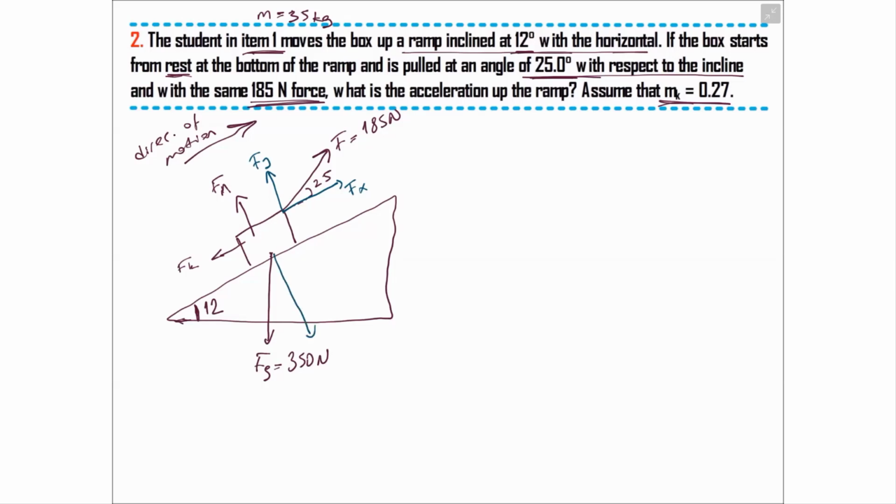Fg has components Fgy and Fgx, we can say. And the third step, we have to calculate the components. Fx equals 185 times cosine 25, that's equal to 168 Newton. Fy is 185 times sine 25, so that's equal to 73 Newton.